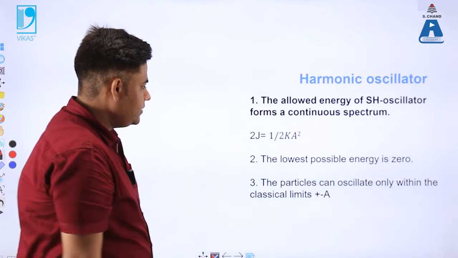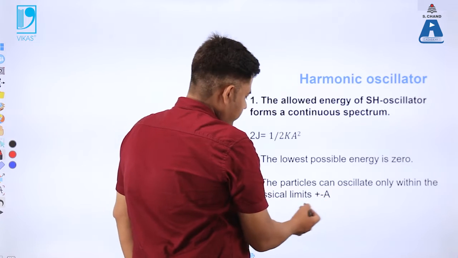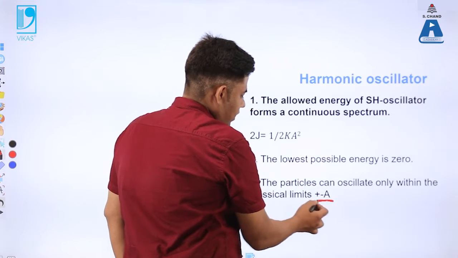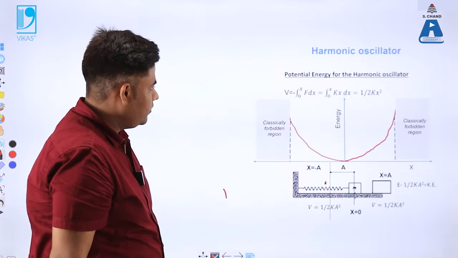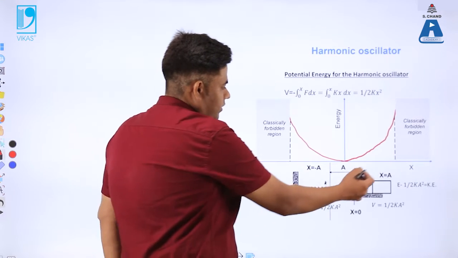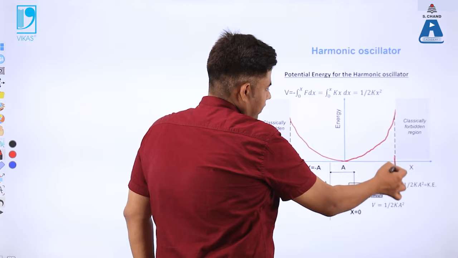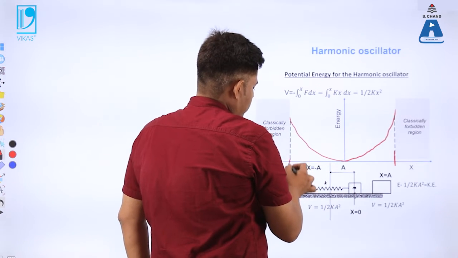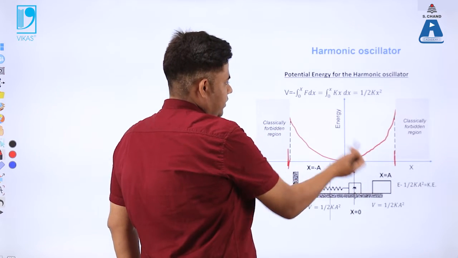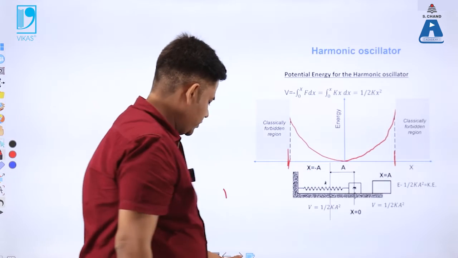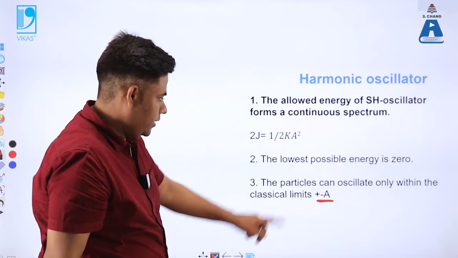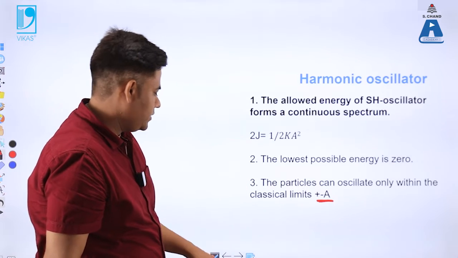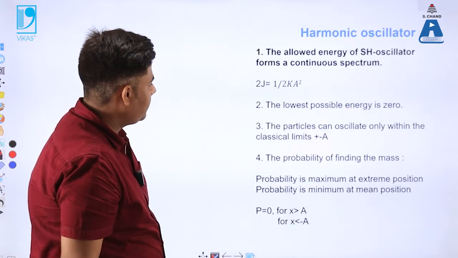Then the next thing is the particle can oscillate only within the classical limits, which is plus minus a. I have explained the same in this graph, that the particle can oscillate from this region to this region, and these two regions are the forbidden zones. So plus minus a is that limit in which the particle can oscillate.